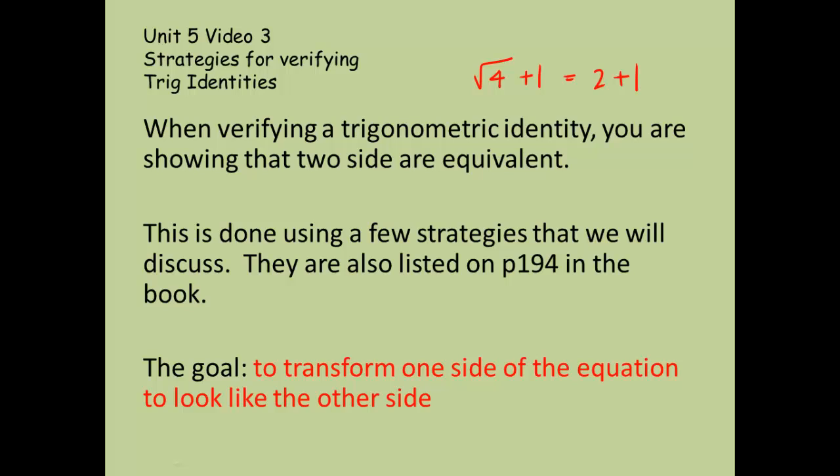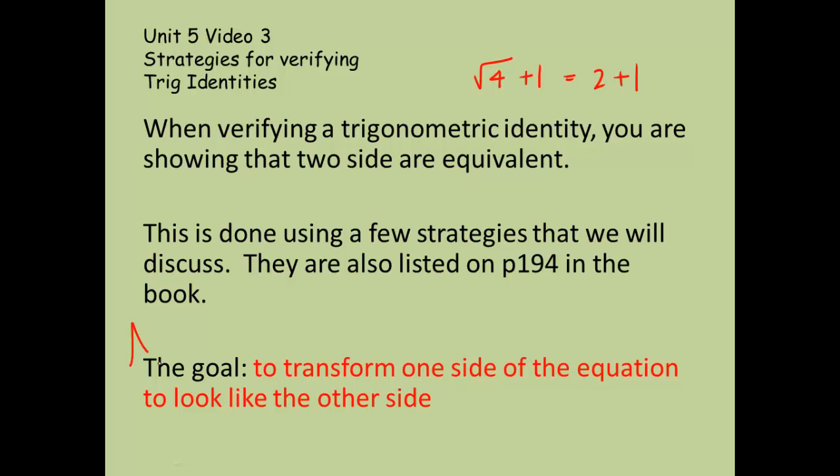What we're actually going to be looking at is trig. So we're going to be using all the identities that we know from the first two objectives. I'm going to propose a few different strategies to you. These strategies are also listed on page 194 in your textbook, so you might want to write that page number down because it'll give you something to reference if you get stuck.